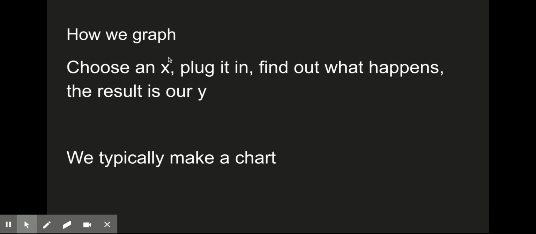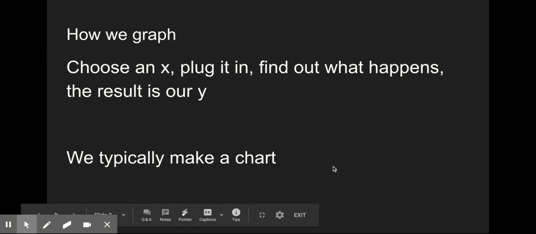Let's think on a more general scale about what it means to graph. You're choosing an x, you're plugging it in, you're finding out what happens, and the result is our y. Think of x as an input, y as an output. We typically will make a chart, right? x is on one side, y is on the other.